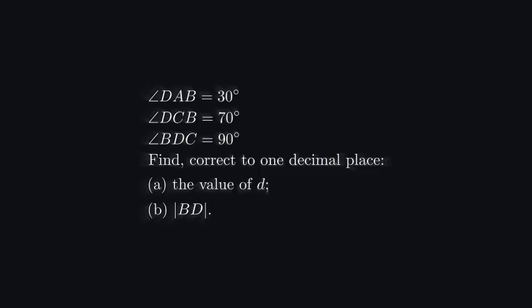The angle at A is 30 degrees, the angle at C is 70 degrees, and the angle at D is a right angle. We are asked to find the value of d and then find length of BD, both correct to one decimal place.